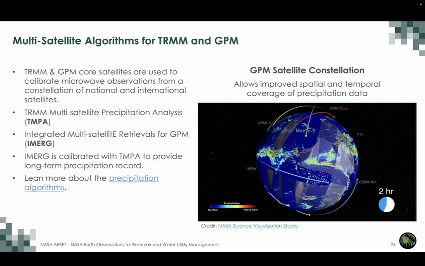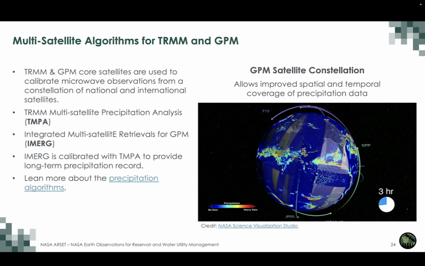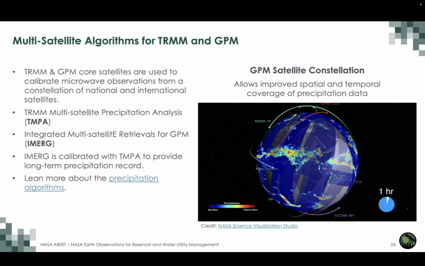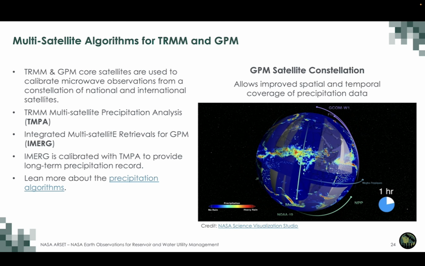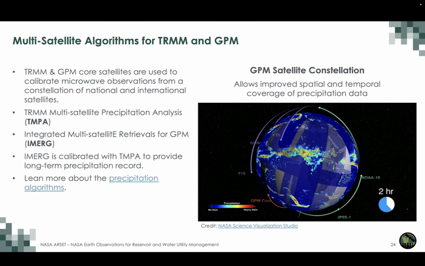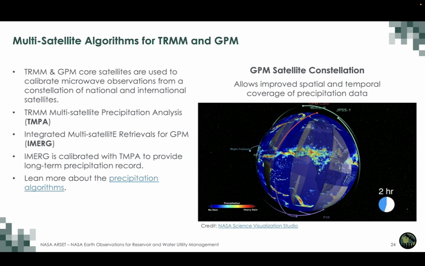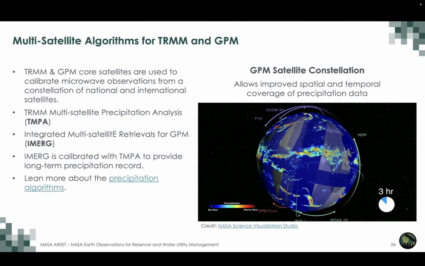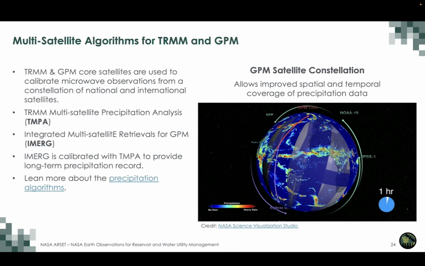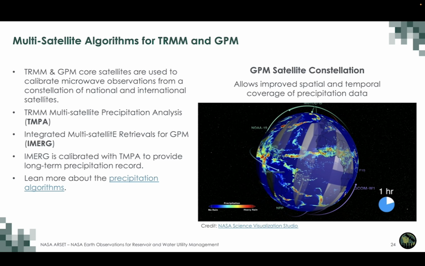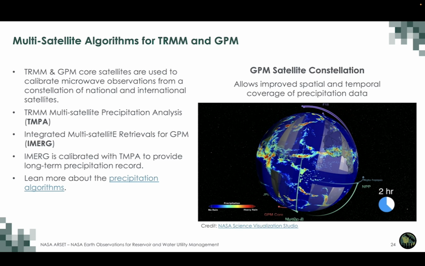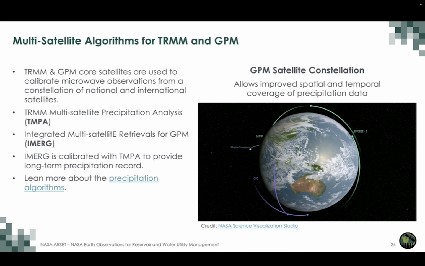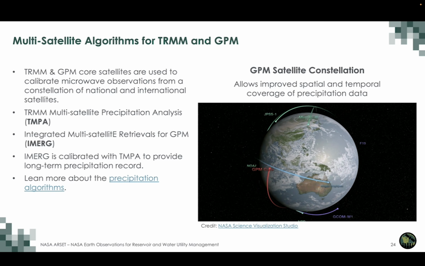To process this constellation data, we use specific multi-satellite algorithms. TRIM relied on the TMPA algorithm, while GPM uses the current iMerge algorithm. For water managers and hydrologic modelers, the critical piece here is continuity. The modern iMerge data is carefully calibrated against the historical TMPA baseline. This backward calibration creates a seamless, long-term precipitation record. This continuous data set is exactly what we need to feed into hydrologic models, understand long-term basin dynamics, and support those critical 12 to 18-month runoff forecasts for reservoir management.